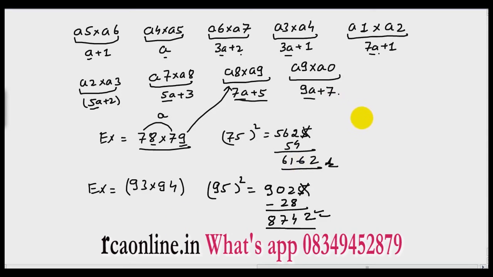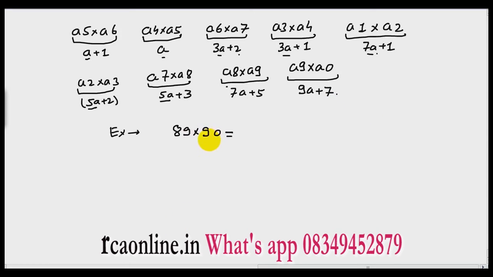Now let us take one more example, 89 into 90. So what will be my a now? A will be 8, the lower one, because we have understood the formula for 9 only, 0 is extra. So what is my a? A is 8. Now what I will do? I will do it by 85 square, which I know is 72 and 25. Remove this 5. What you need to place? You place 0 because 9 multiplied by 0 is 0.